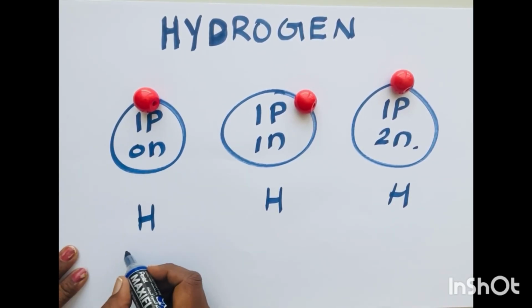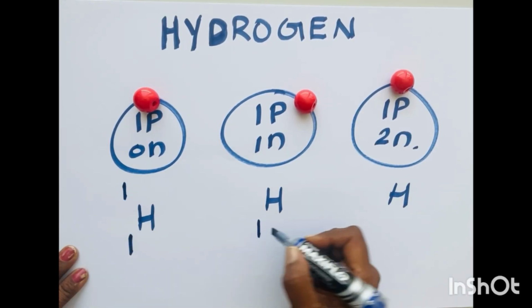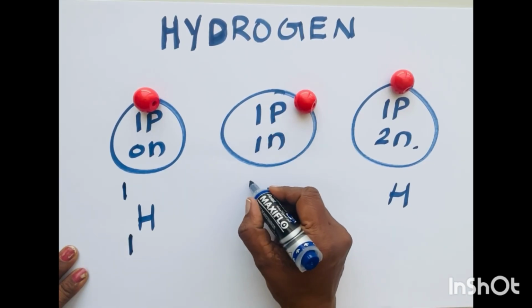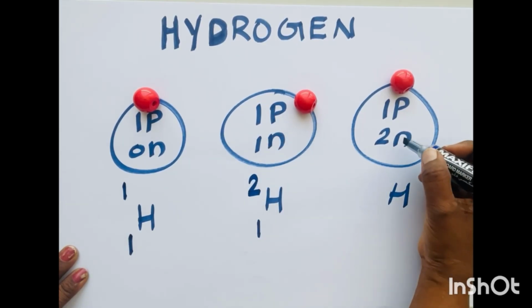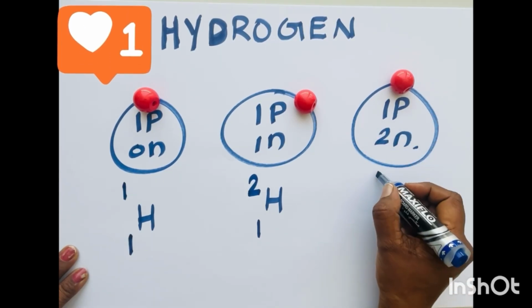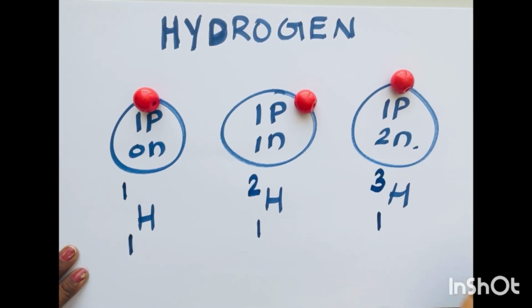So let us write now: atomic number 1, and here the mass number is 1. The second one has atomic number 1 and mass number equal to the number of protons plus neutrons, which is 2. And the third one has atomic number 1 and mass number 3. The first one we call hydrogen, the second one deuterium, and the third one tritium.